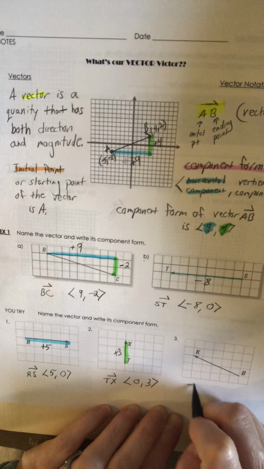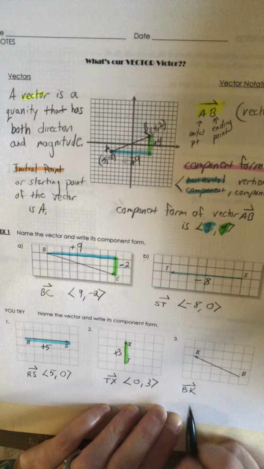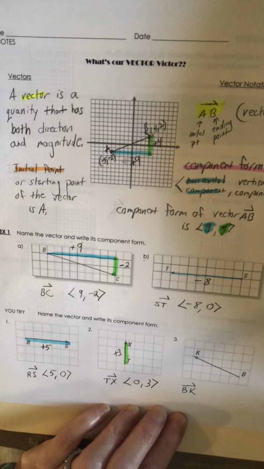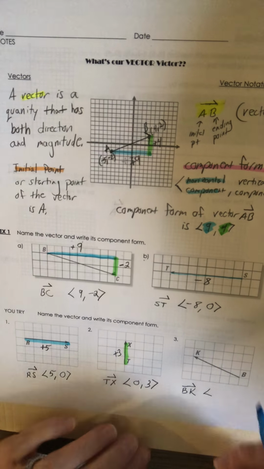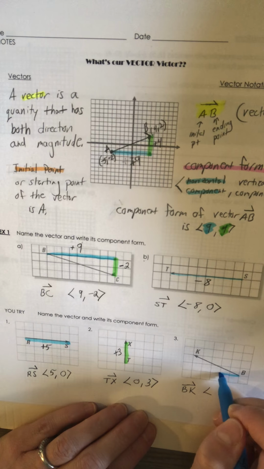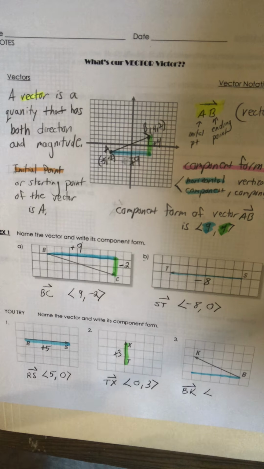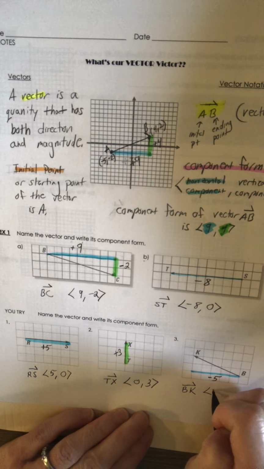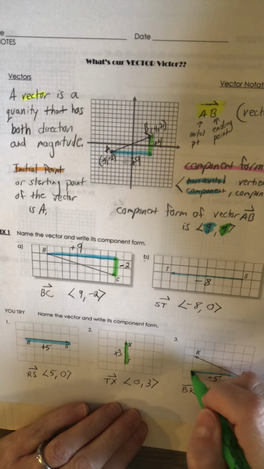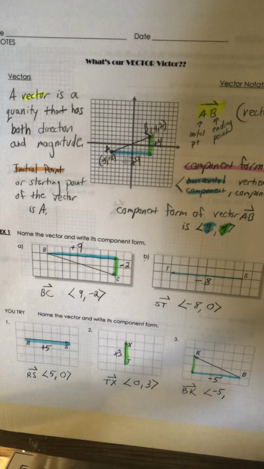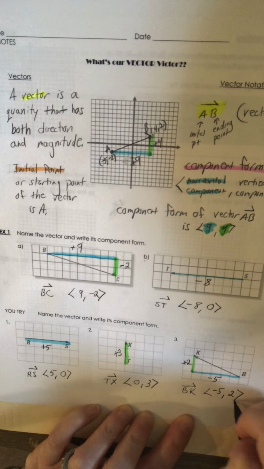Here, my initial point is B. I'm ending at K. That is my vector name. Now, if I write component form, I'm looking at my horizontal and my vertical component. We're going to do horizontal first. I'm going over 1, 2, 3, 4, 5. I went 5 to the left. 5 to the left means that's a negative 5. Left is a negative direction. Then from here, I'm going up 1, 2. I'm going up 2. Up is a positive direction. This is a plus 2. So it's negative 5, 2.